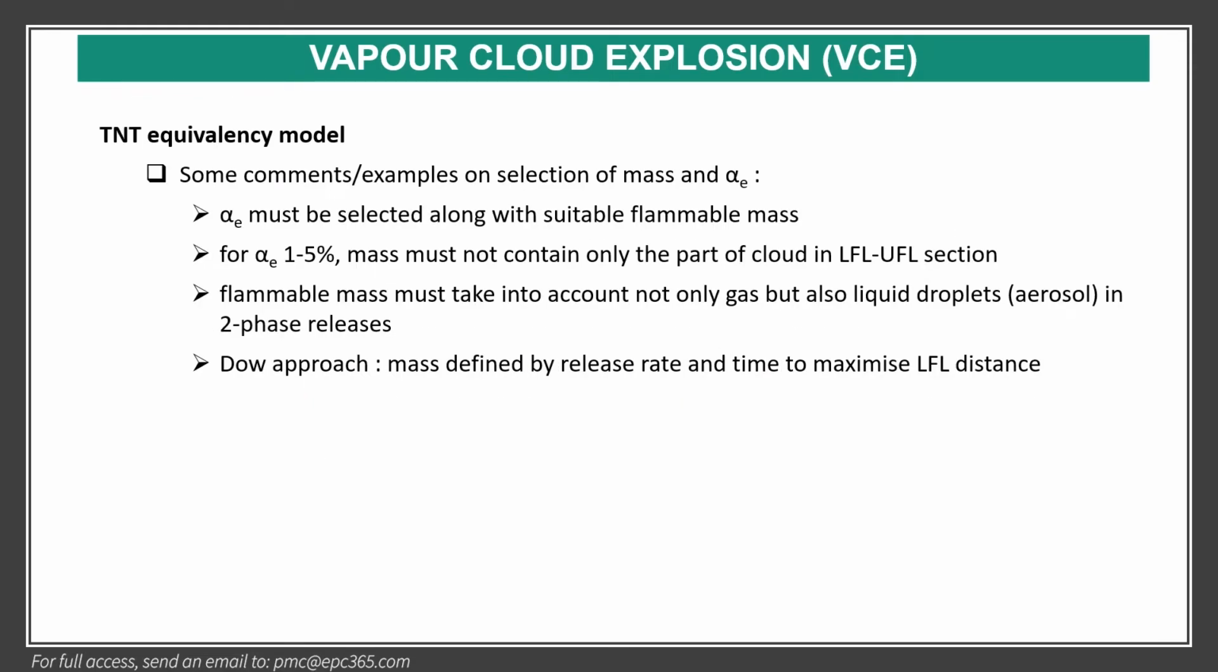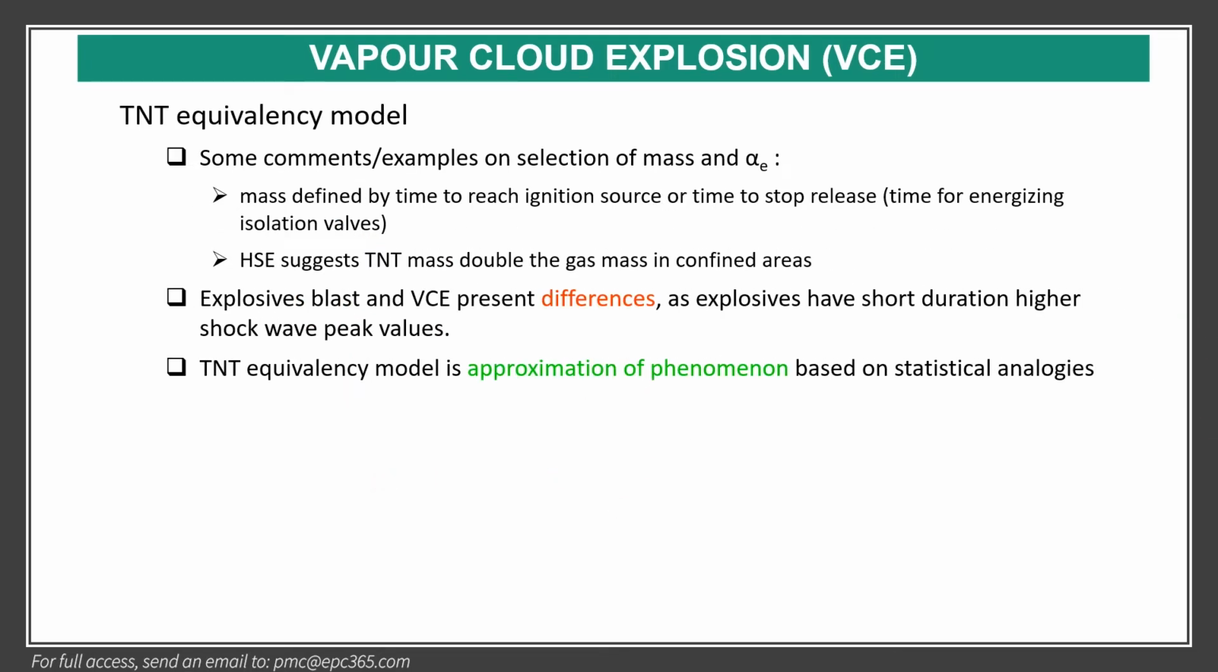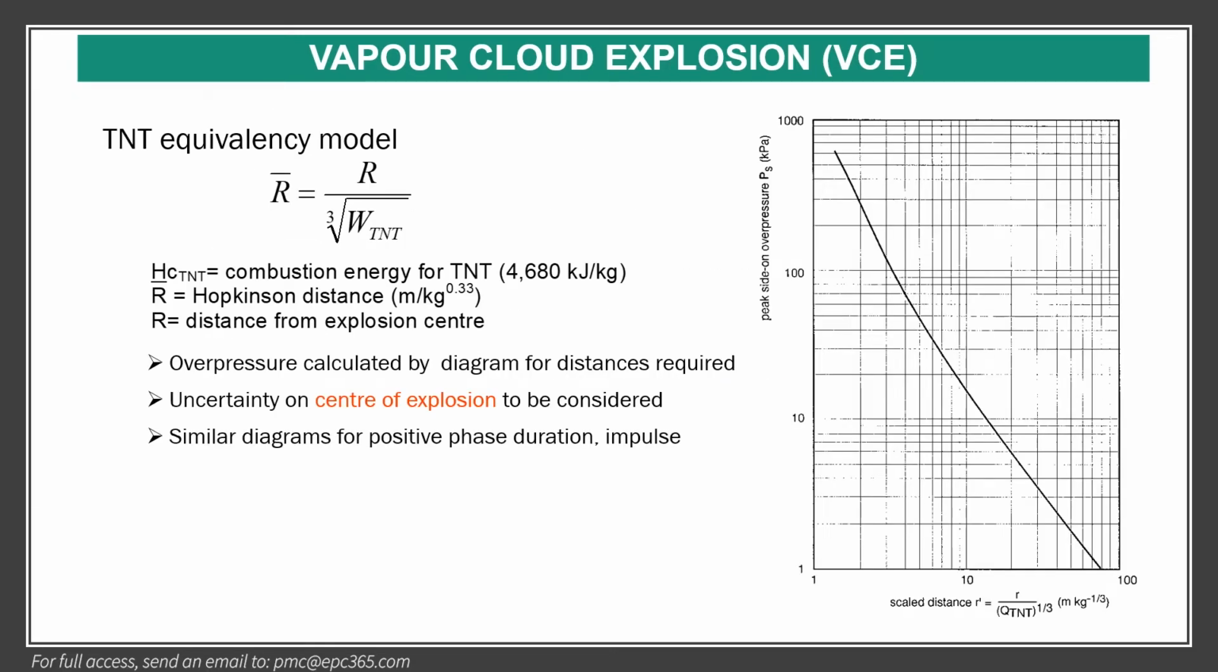For the TNT equivalency model, this alpha must be selected along with the suitable flammable mass, and I don't recommend using this for studies. If you want to use TNT mass, double the gas mass in a confined area. So this is the equivalency and the peak release.